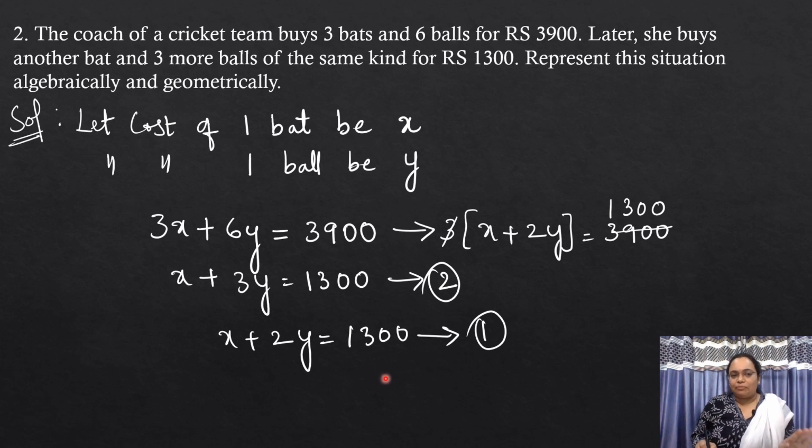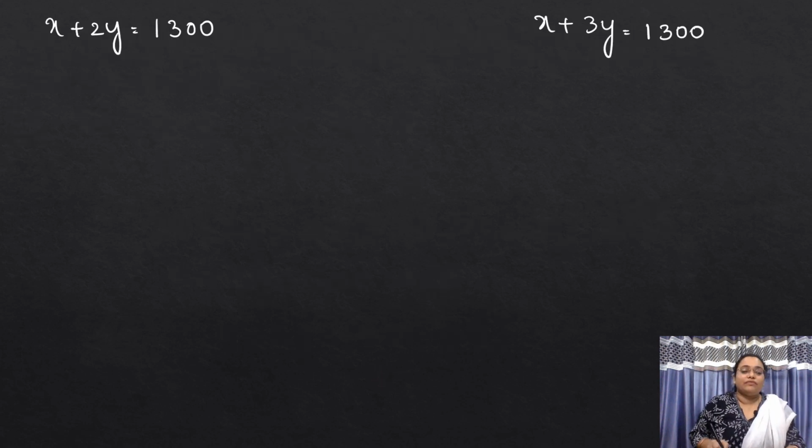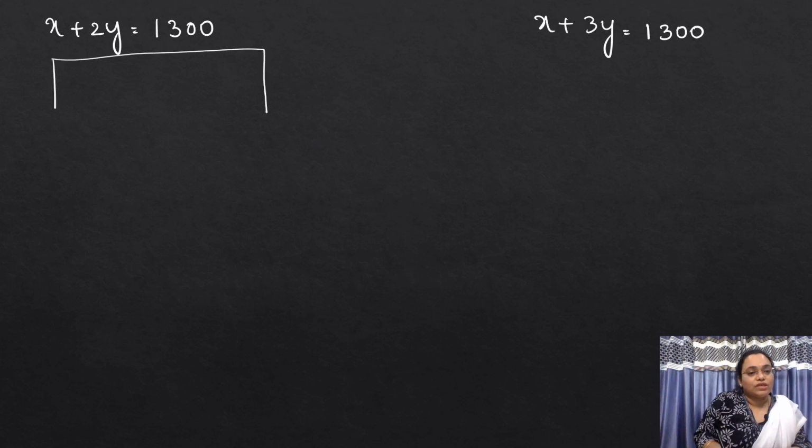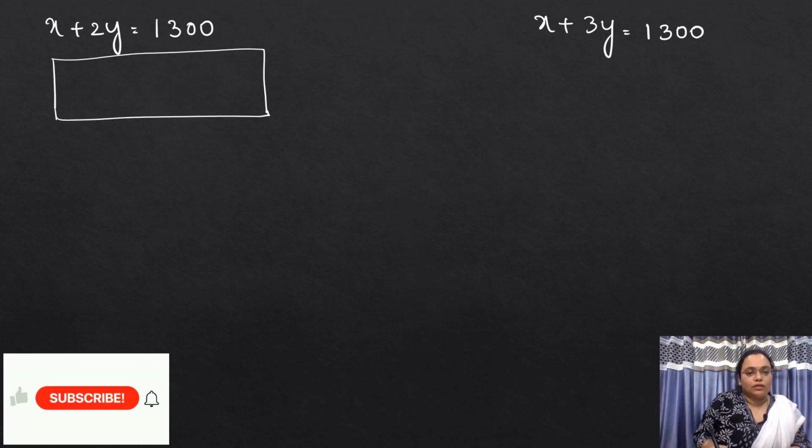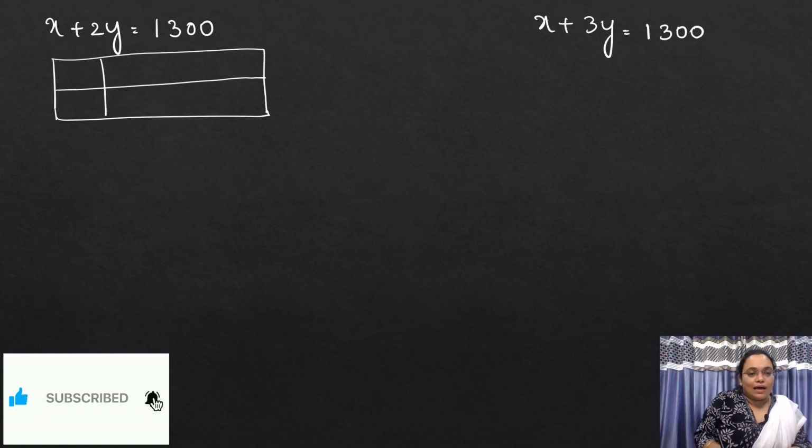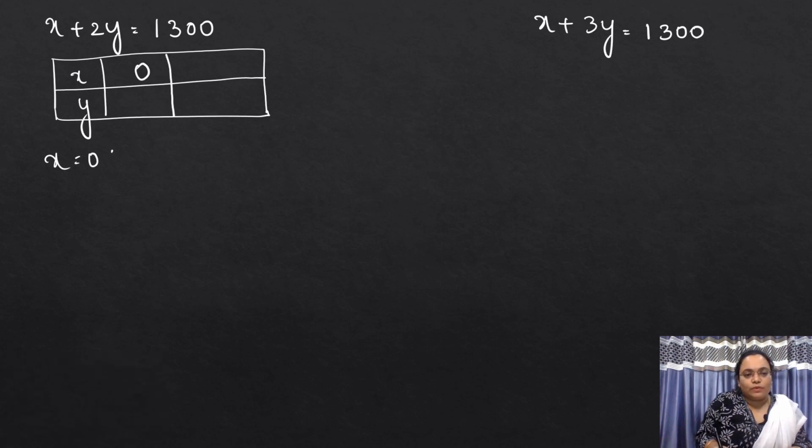Now, let us represent geometrically. See, if you see these two equations, these are little bit bigger numbers, right? So, please be careful while taking the numbers. Okay. As I told you, you just need 2 values to draw a straight line. Yes. So, be careful in taking the values. If you take x is equal to 0, what will be the y value? 0 plus 2y is equal to 1,300.